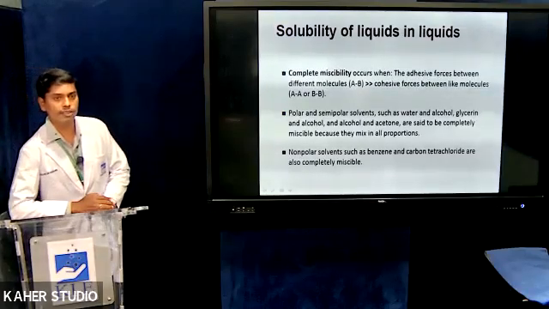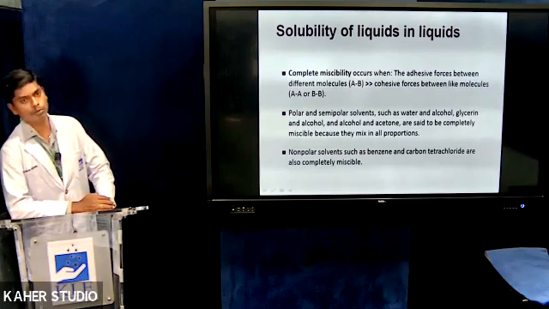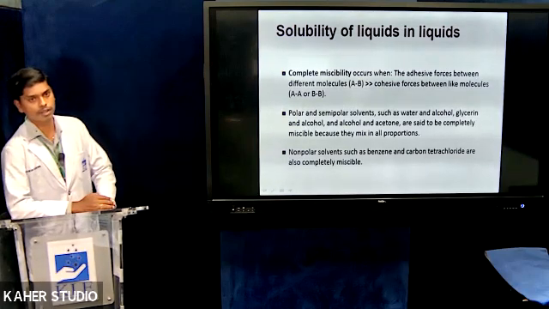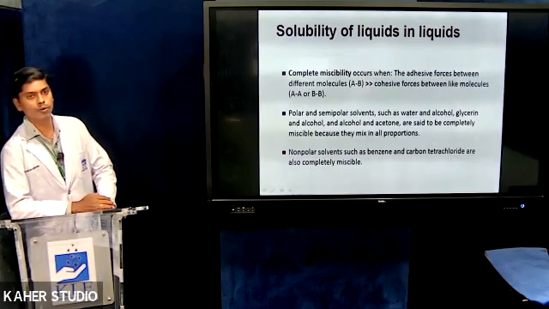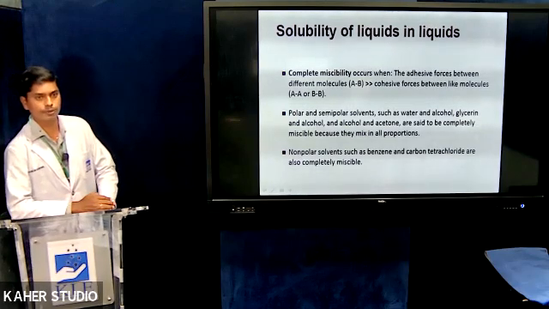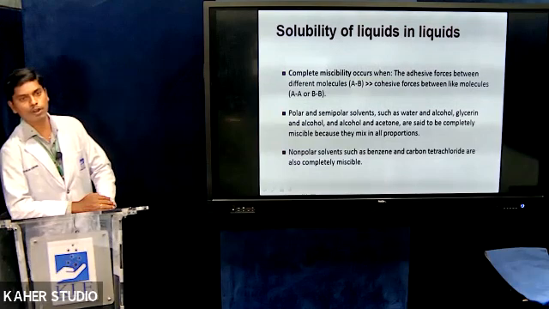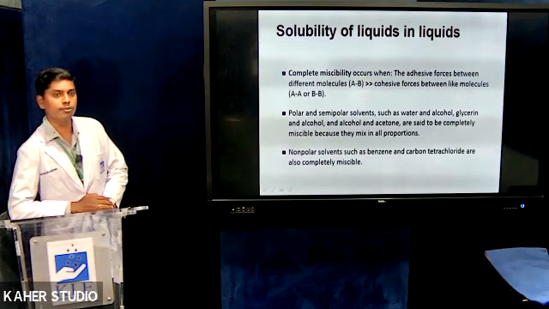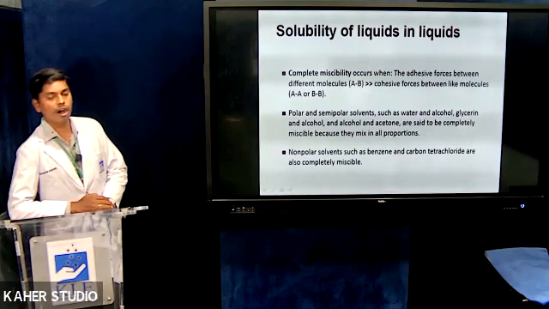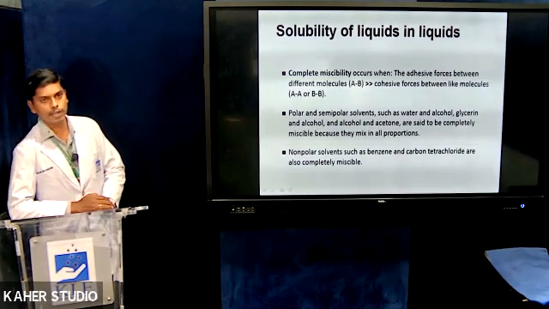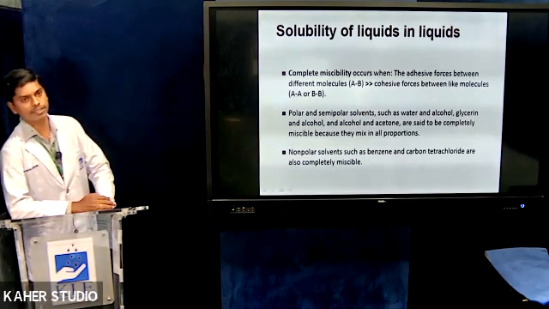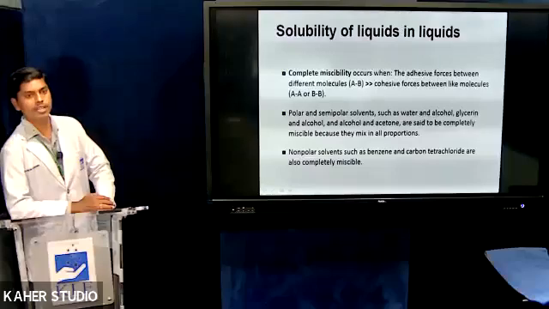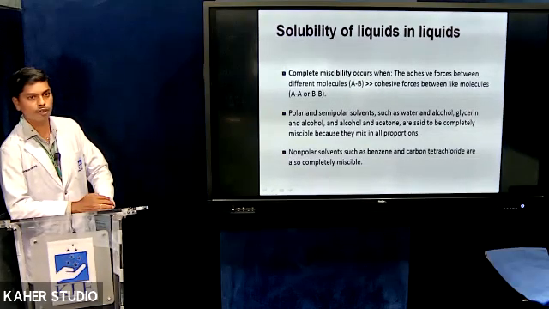Whenever polar and semipolar solvents are involved in the formation of a solution, such as water and alcohol, glycerin and alcohol, or alcohol and acetone, they are said to be completely miscible because they mix in all proportions. At that time, the adhesive forces between the unlike molecules are greater than the cohesive forces. Non-polar solvents such as benzene and carbon tetrachloride are also completely miscible.